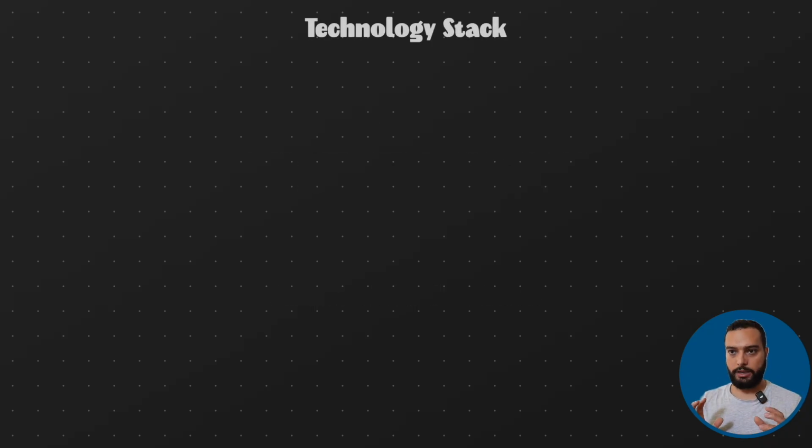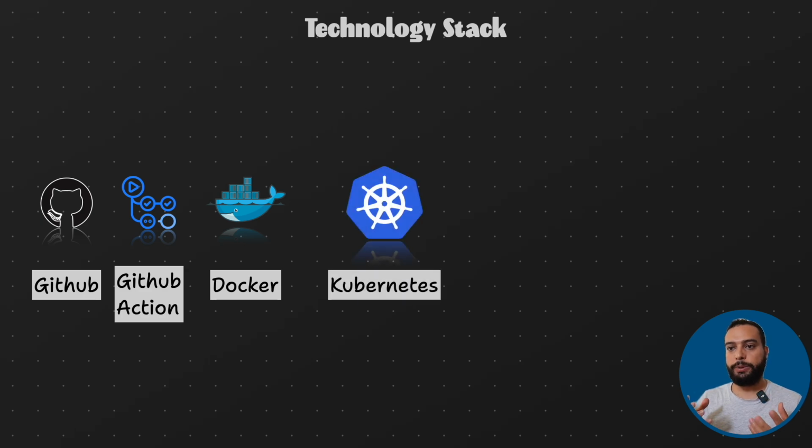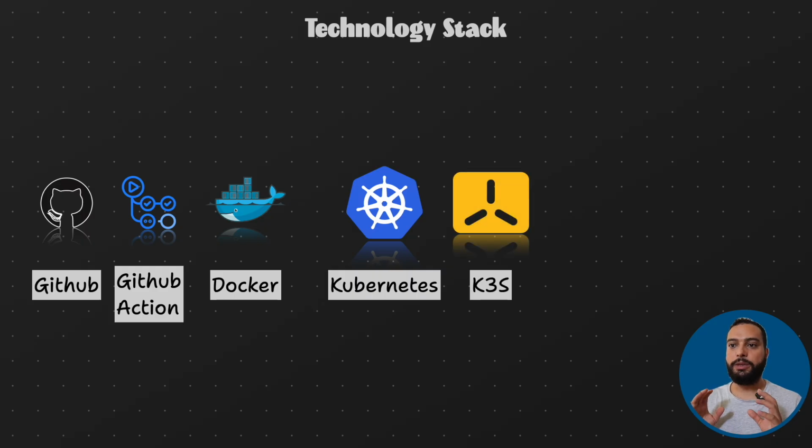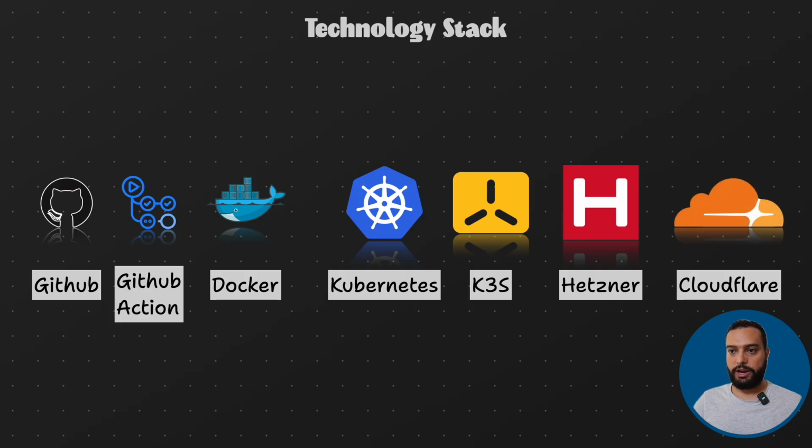Let's start by picking our tech stack for this project. I'll be using GitHub to host the code base and GitHub Action to run the preview environment's pipeline. The app itself will be containerized using Docker and then pushed to a private registry. It will also be deployed to a single node Kubernetes cluster, which I'm going to be building from scratch using K3s in a Hetzner VPS. And the domain name will be managed using Cloudflare.